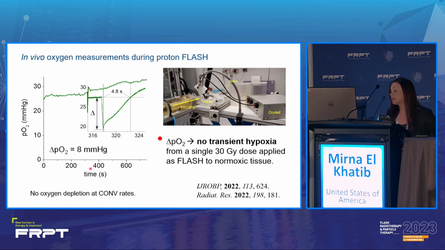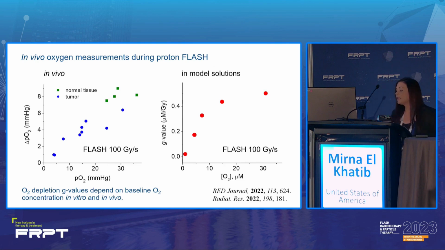The second key finding is the trace that you see here. This is the result from our radiation delivered at ultra-high dose rates for normal tissue. Again, a single clinical dose of radiation did not result in transient hypoxia in murine models. Another key finding that we observed was that there is, again, this dependence of how much oxygen is being depleted on the initial concentration of oxygen. This is exactly what was observed in our model solutions.